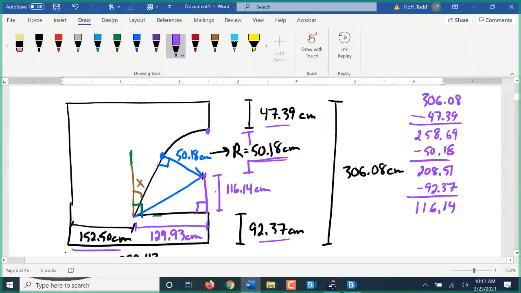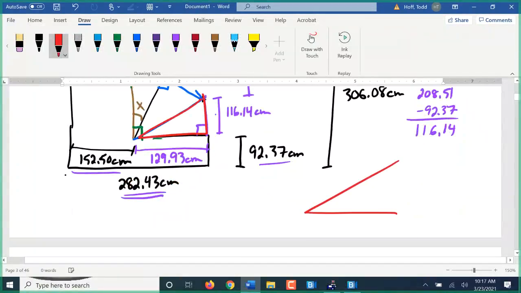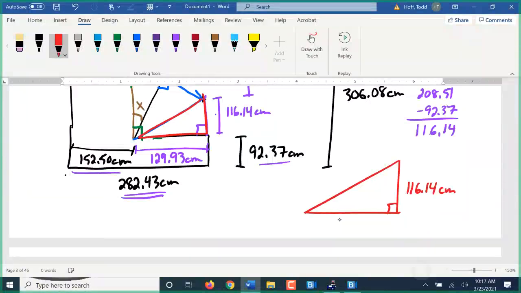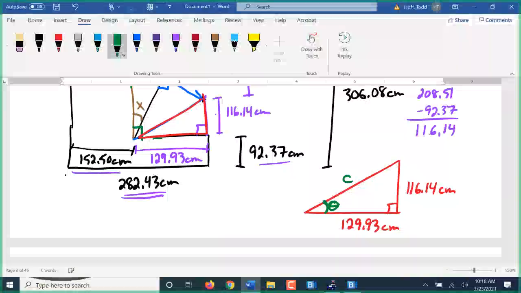I'm going to redraw that triangle. Put it in red here, this red triangle, so I have a little more space here. This is 116.14 centimeters. This is 129.93 centimeters. There are actually two pieces of information I want to know about this triangle. I want to know the length of that hypotenuse. I'm going to label that side C. And I want to know the measure of this angle here. I'm going to call that angle theta.